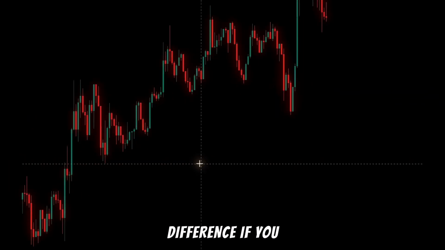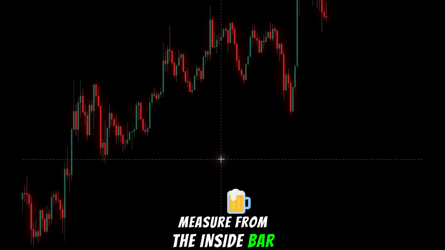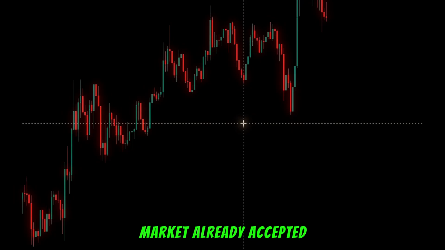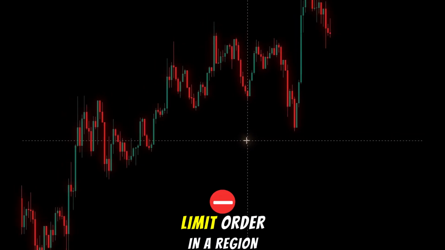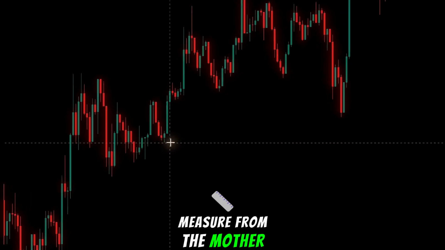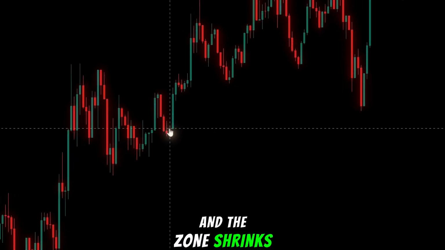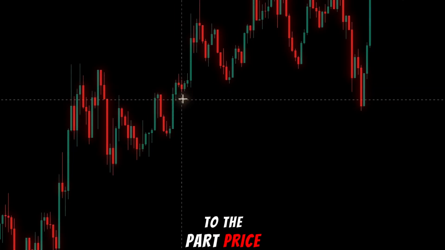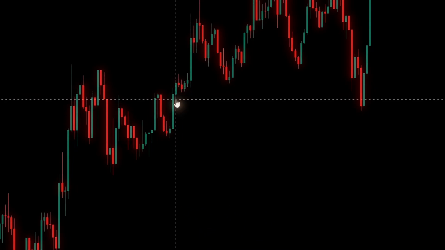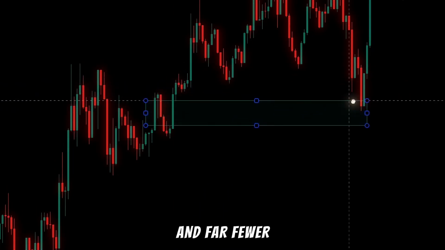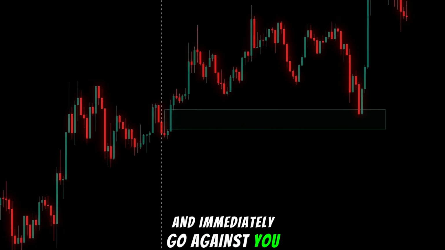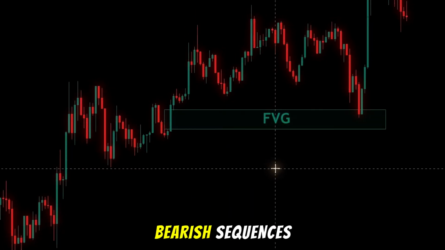Look at the difference. If you measure from the inside bar, you get a wide, sloppy zone that includes price the market already accepted, so you're placing a limit order in a region that isn't actually inefficient. Measure from the mother candle instead, and the zone shrinks to the part price genuinely skipped. Tighter zone, tighter stop, better risk to reward, and far fewer entries that fill and immediately go against you. Same rule in reverse for bearish sequences.